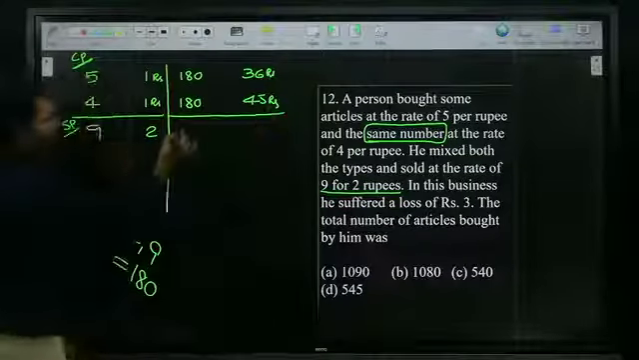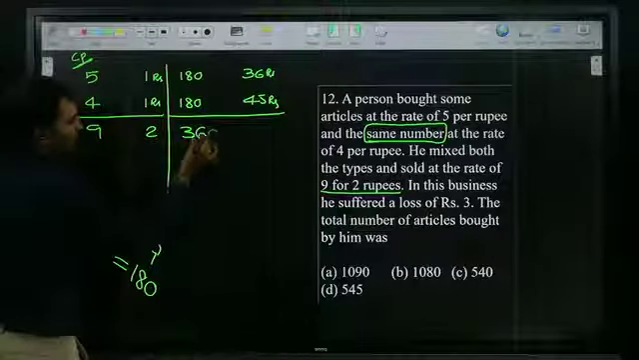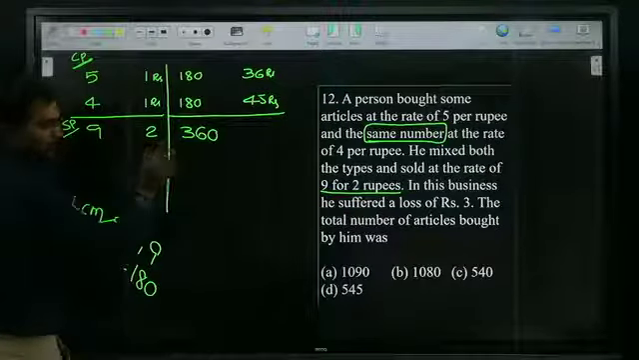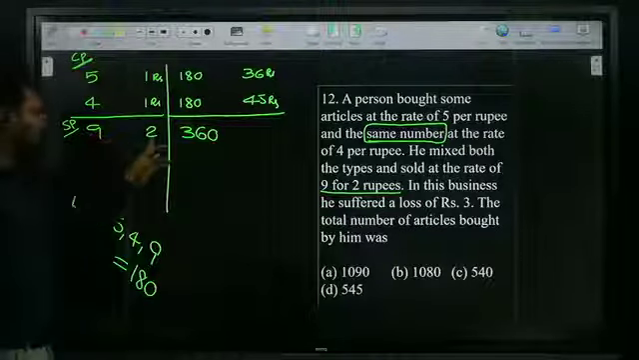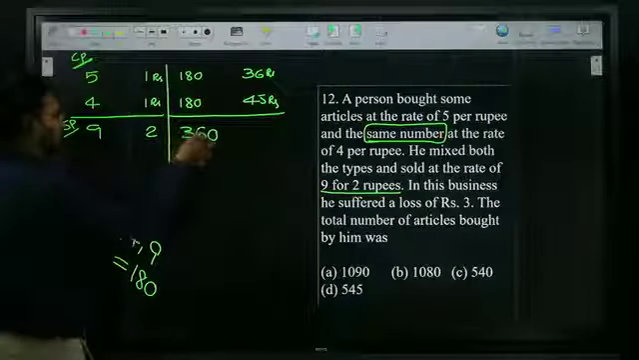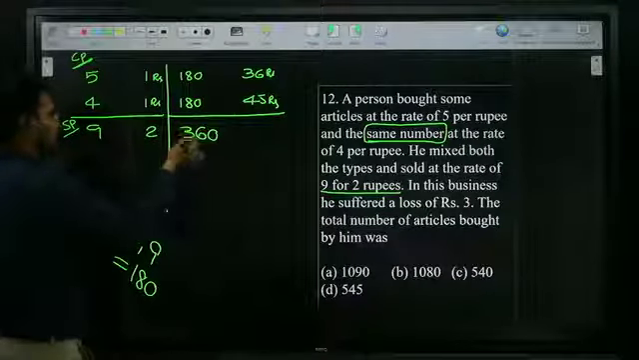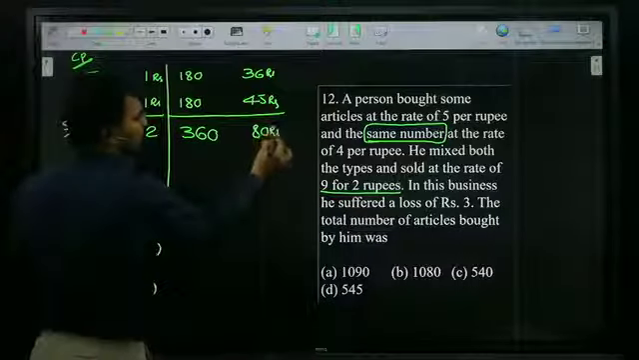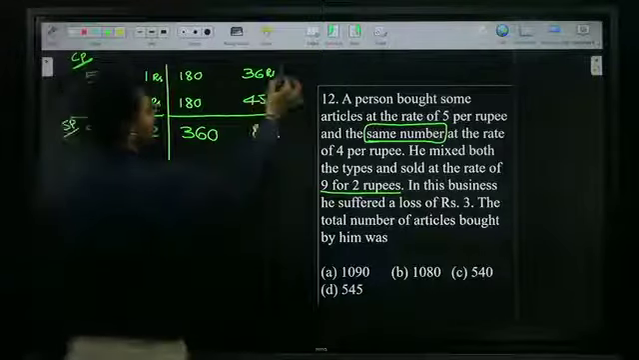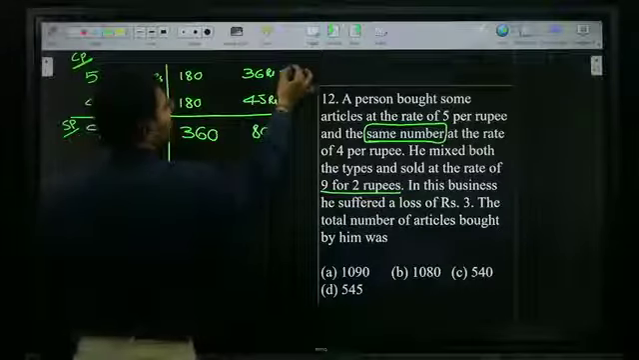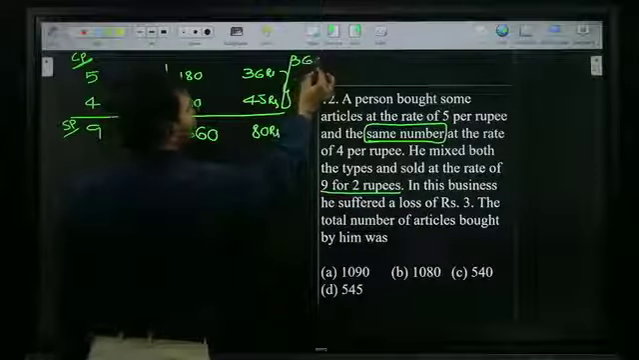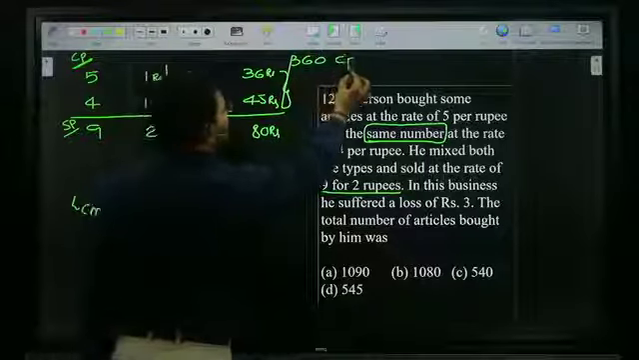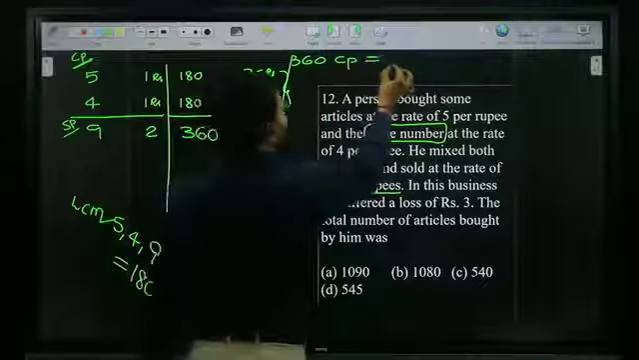Therefore, now I need to sell 360 articles, 180 plus 180 is 360. 9 articles is 2 rupees. Then for 360 articles, 360 by 9 is 40, and 40 into 2 is 80. Look at me. Therefore, total 360 articles CP is equal to 81 rupees.